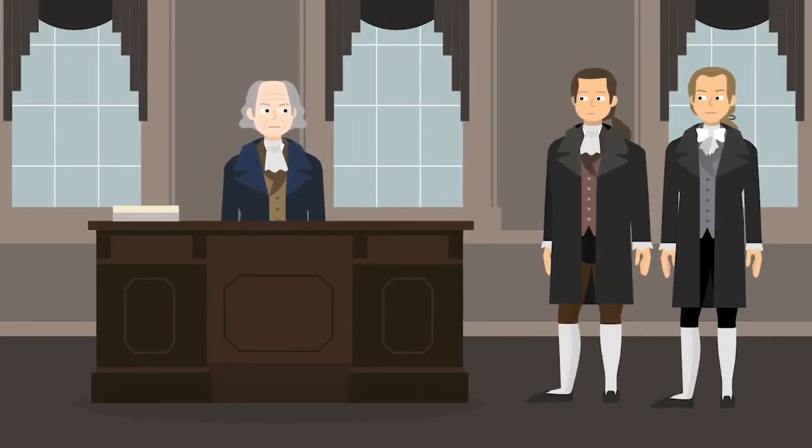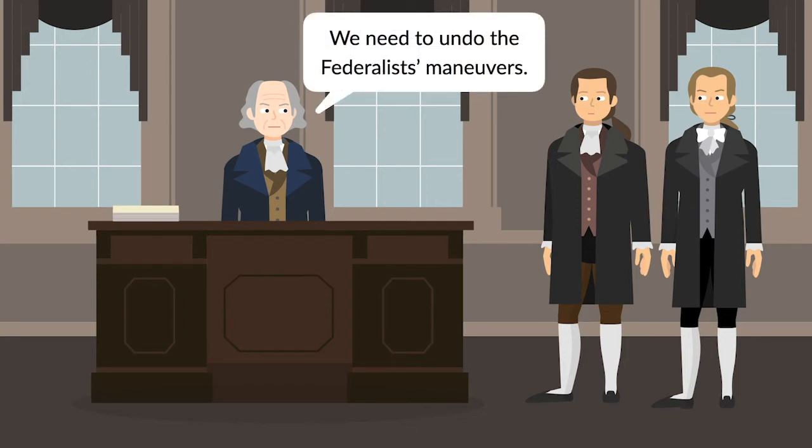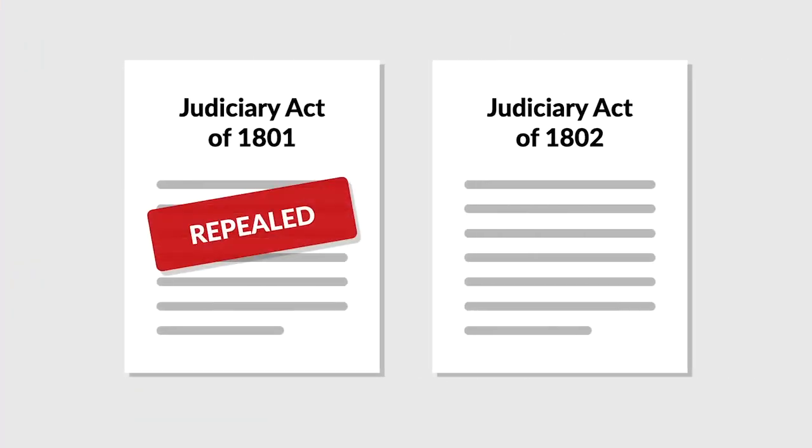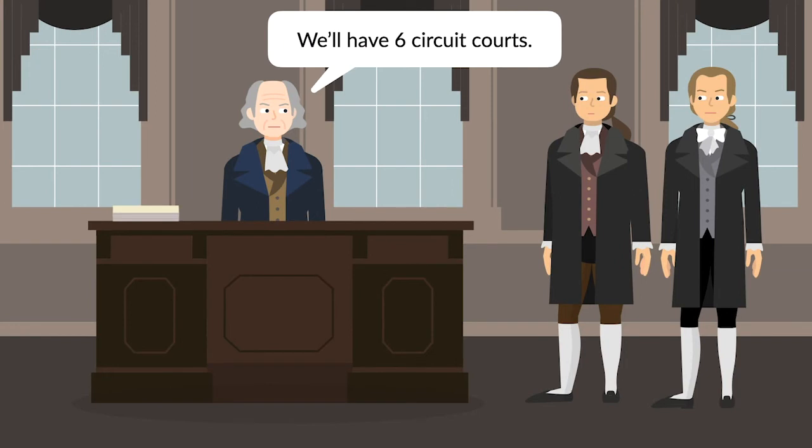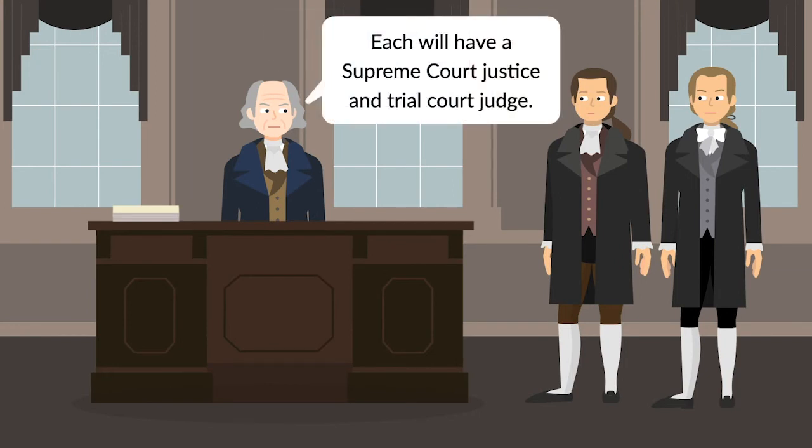Once in office, Jefferson and congressional Democratic Republicans quickly moved to undo the Federalists' maneuvers. Congress repealed the 1801 Judiciary Act, then passed the Judiciary Act of 1802. It restructured the circuit courts into six circuits and assigned one Supreme Court justice to each circuit to serve as a trial judge alongside a full-time trial court judge.